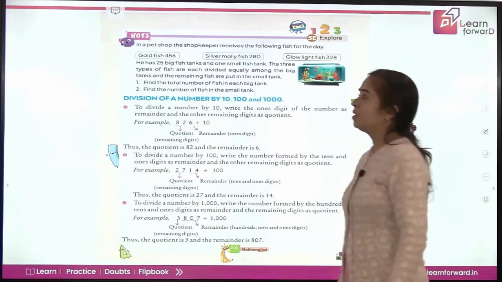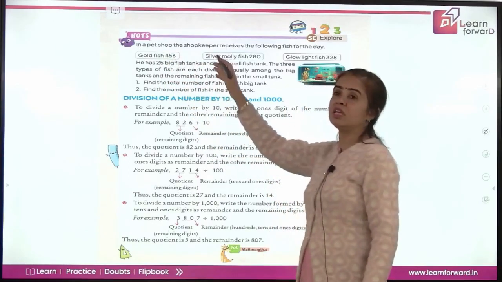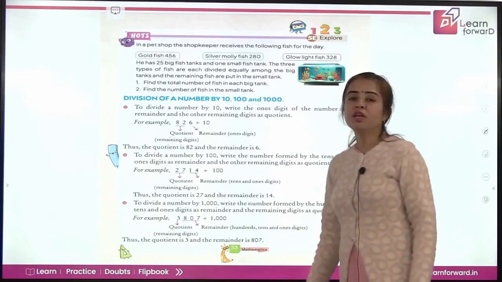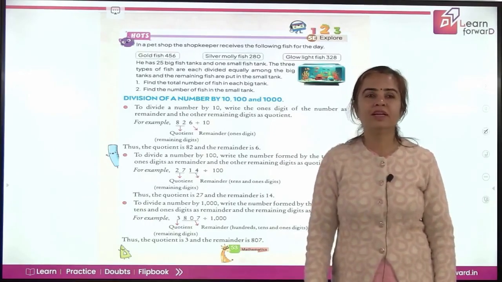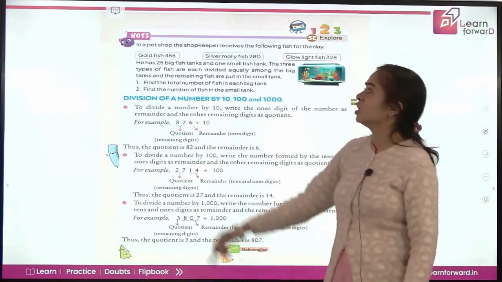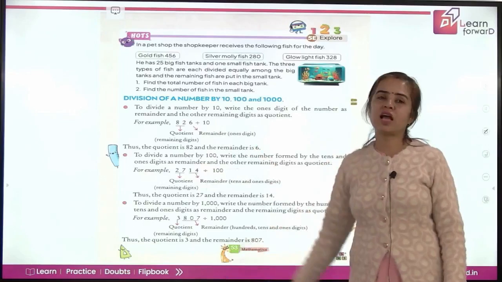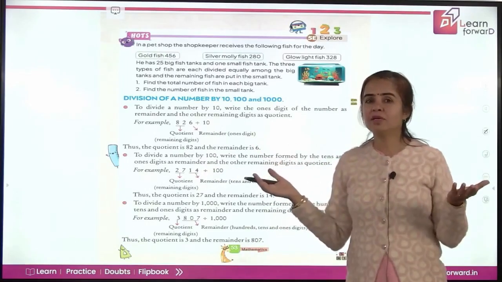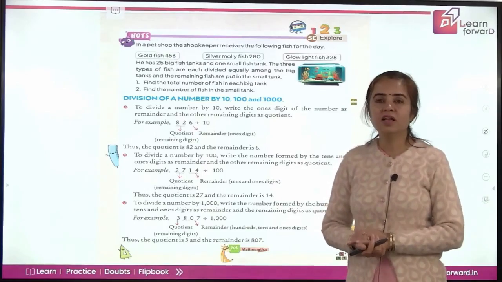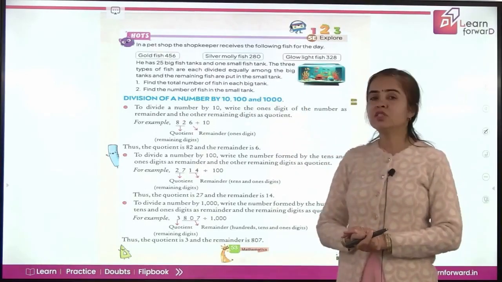So there are how many big tanks? 25. That means you are dividing each of them equally among the 25 tanks. So what is the number of fish that are put in each tank? What will you do? Divide, yes. So divide each of these numbers to find how many are put in the big tanks. Now, there can be some remainder, isn't it? When you do each of these divisions, there will be some remainder.